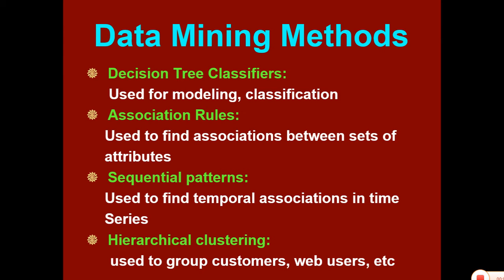for them. Then there are sequential patterns. You need to find the temporal association in time series. When you are buying some things, it is basically based on time, meaning that at a particular time a particular thing is bought more frequently. So you can set a sequential pattern for them. Then hierarchical clustering, which is used to group the customers and the web users.